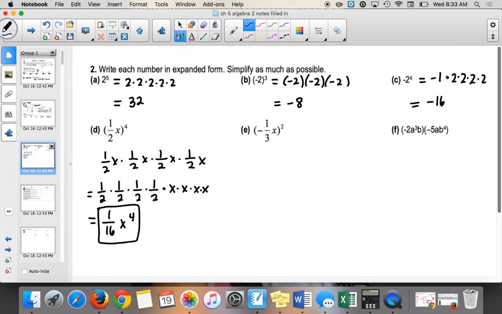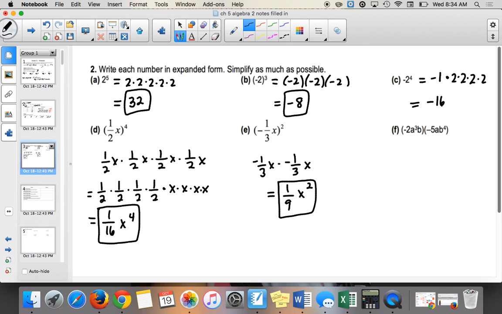All right, feeling pretty good about this still? So negative 1/3 x times negative 1/3 x. We'd have negative 1/3 times negative 1/3 multiplied across the top and bottom. We get positive 1 over 9 x squared. All right, and then the next one, same idea. So I'd have negative 2, and then I'd have 1, 2, 3 a's, 1 b, negative 5, 1 a, 4 b's.